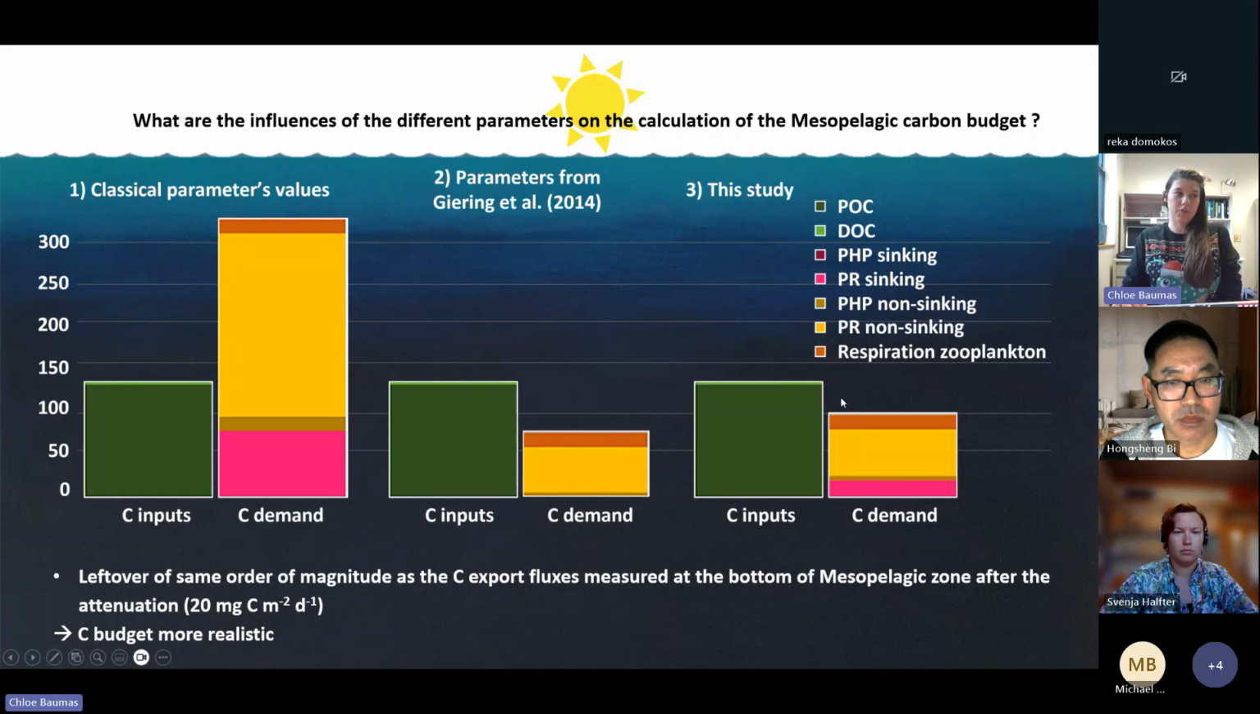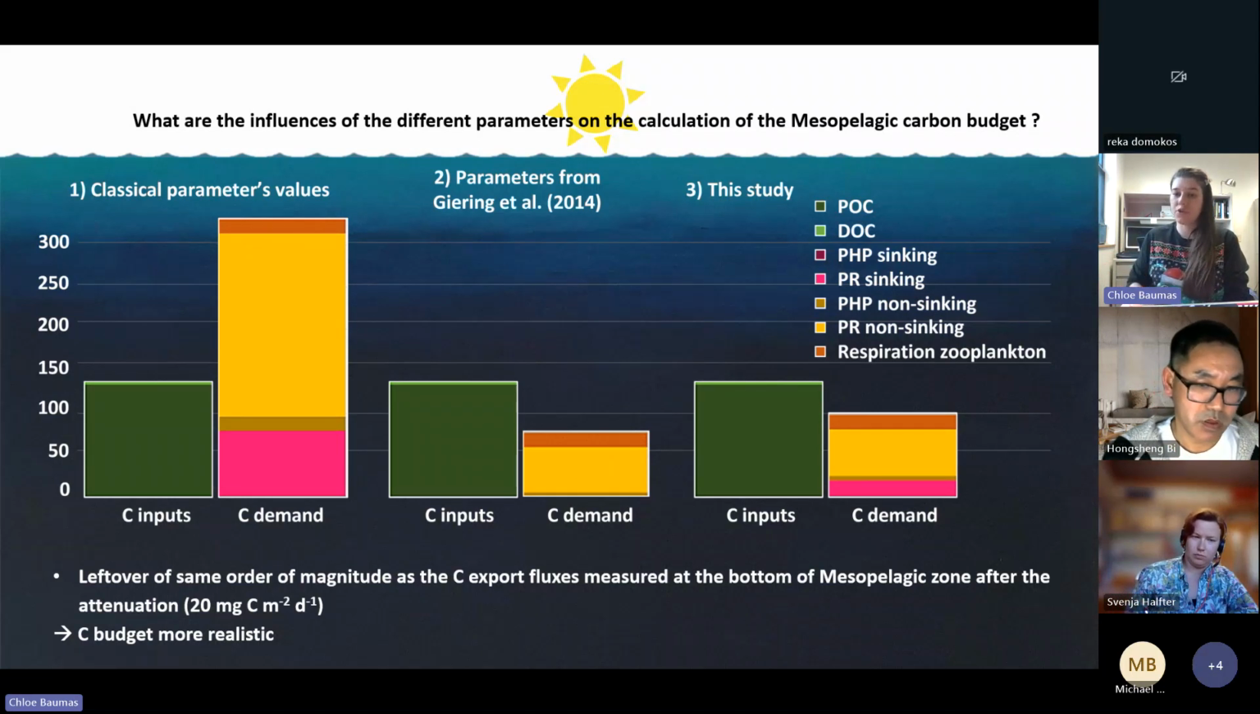There is no more discrepancy here, as you can see an excess of POC fluxes not consumed. And so this corresponds to a much more plausible carbon budget than the first one, for which carbon is missing, or the second, which uses parameters from rivers or that don't match perfectly the in-situ condition.